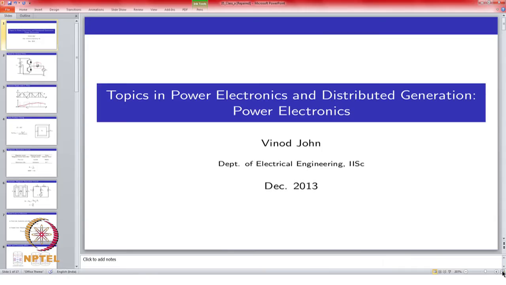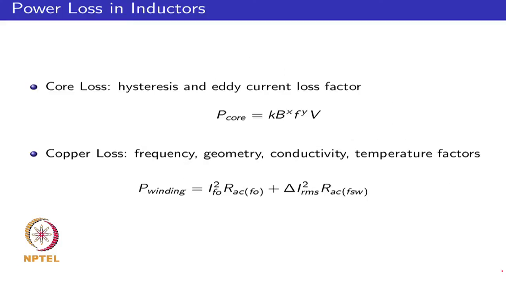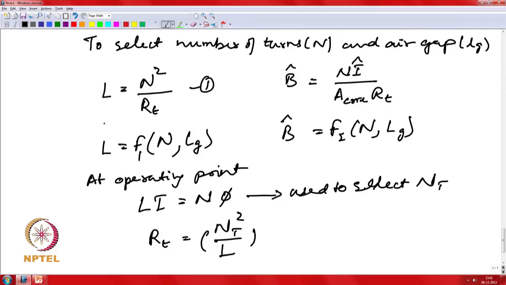So the power loss in the inductor is an important factor. The power loss in the inductor corresponds to two factors. One is the core loss that is happening in the magnetic material, and the other is the copper loss that is happening in the windings. When one looks at the core loss, the dominant terms are the hysteresis and the eddy current loss factors. And the core loss in a material also depends on the type of material that one would select for the core.